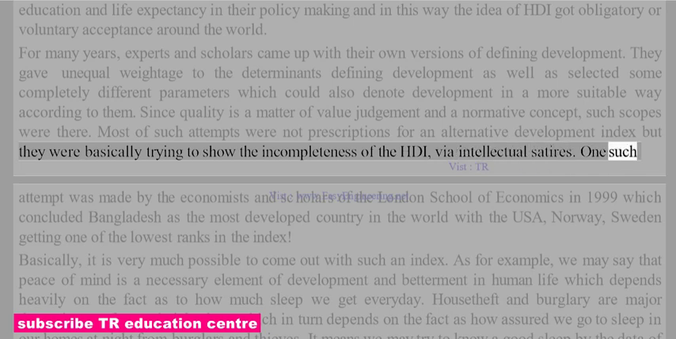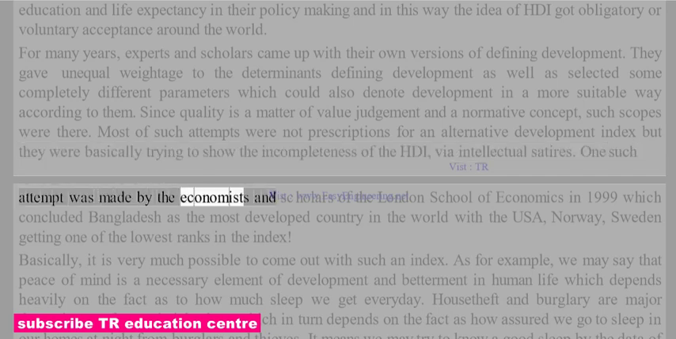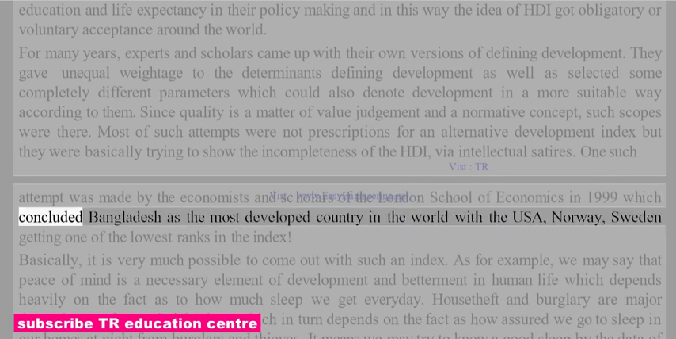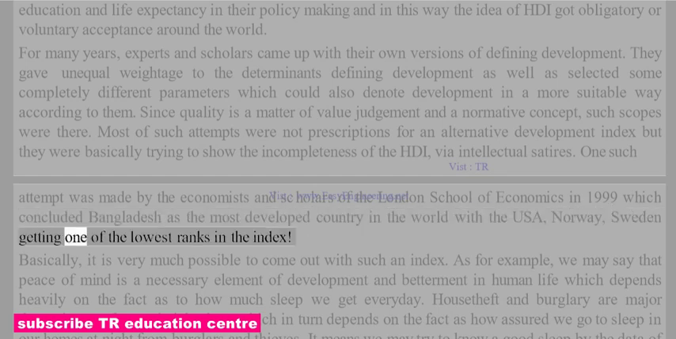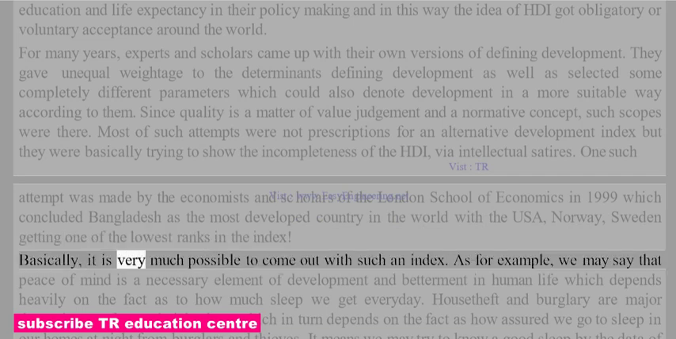One such attempt by economists at the London School of Economics in 1999 concluded Bangladesh as the most developed country in the world, with the USA, Norway, Sweden getting one of the lowest ranks in the index. Basically, it is very much possible to come out with such an index.